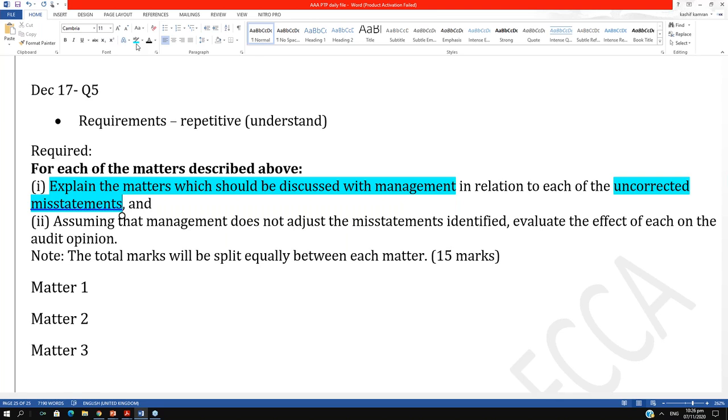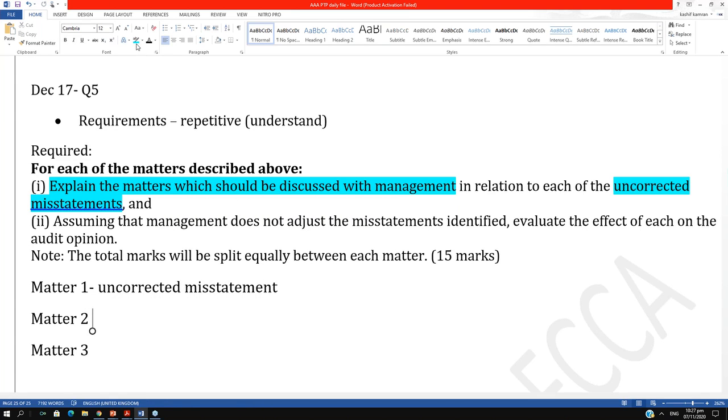Do you have an uncorrected misstatement in matter 1? Do you have an uncorrected misstatement in matter 2? Do you have an uncorrected misstatement in matter 3? So in matter 1, you have an uncorrected misstatement, right? Same goes with matter 2 and same goes with matter 3. So that is the same phenomenon.